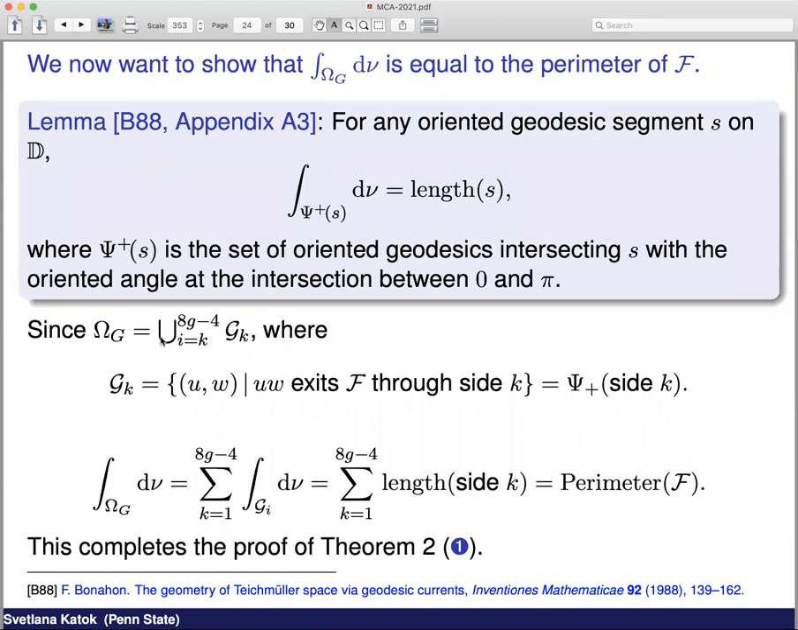Because the geometric set consists of several slices, 8g minus 4 slices, and each slice, G_k, is the set of geodesics which exit through side k, and by this formula it can be interpreted exactly like this. And by Bonahon, this piece is the length of the side k, and when you add them all up, you get the perimeter. Okay, so this ends the proof of theorem 2, the first part.